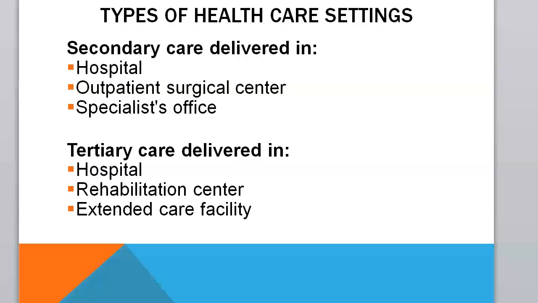And then we look at secondary care, which can also be delivered in hospitals, outpatient surgical centers, and specialist offices, and then tertiary care can be delivered in hospitals, rehabilitation centers, and extended care facilities. And these are just some of the examples of how this particular health care is delivered to the patient.